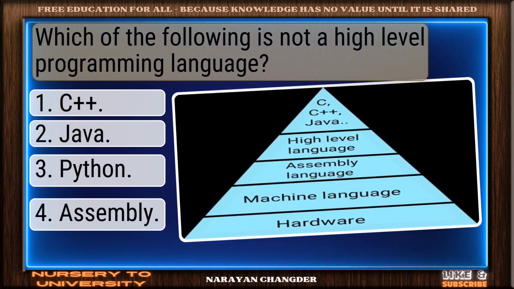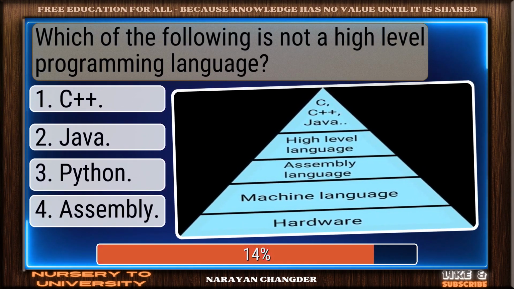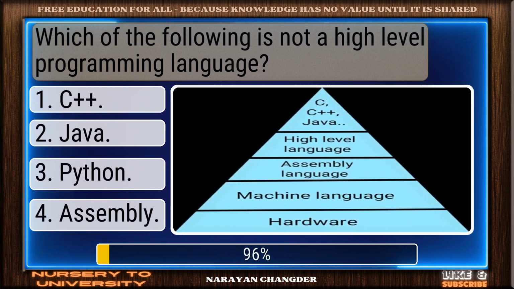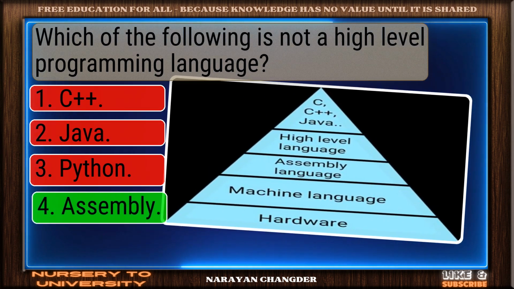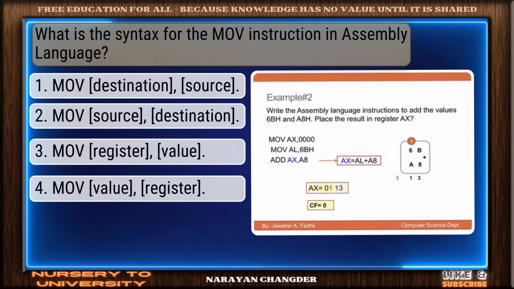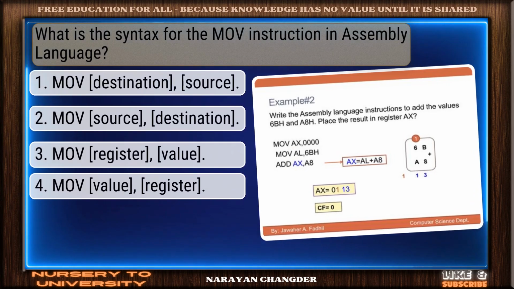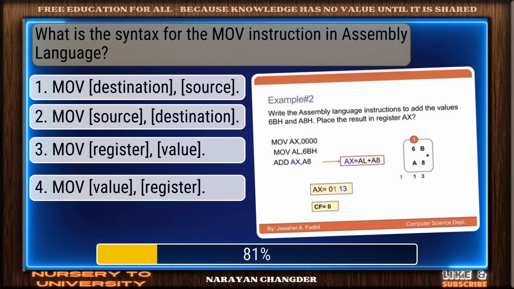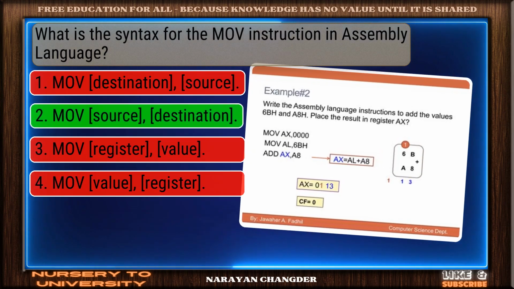Question number 21. Which of the following is not a high-level programming language? Clear logic. Your choice, assembly, is sound and 100% true. Question number 22. What is the syntax for the move instruction in assembly language? Well done. MOV is the right choice.